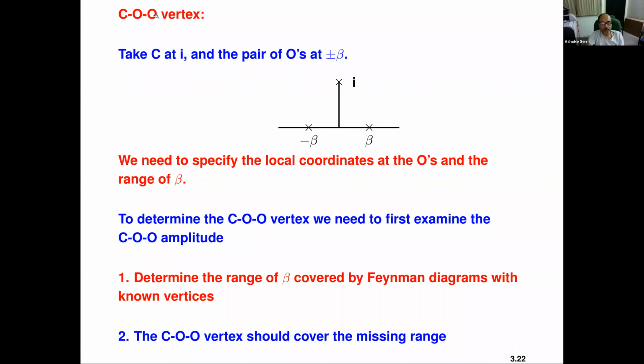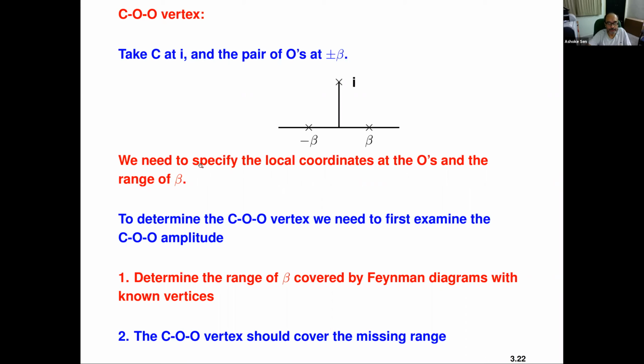So COO, right? We have altogether two positions of the C vertex, one position of the O and one position of the O. So we have four parameters on the upper half plane that you have to specify. And the three conformal Killing vectors can be used to fix three of them. And we will use a convention where we use the three conformal Killing vectors to fix the C at i. That's what we had done earlier also. And we will place the pair of O's at a symmetric point, plus minus beta. So beta cannot be fixed by the conformal Killing vectors. So beta we have to integrate over.